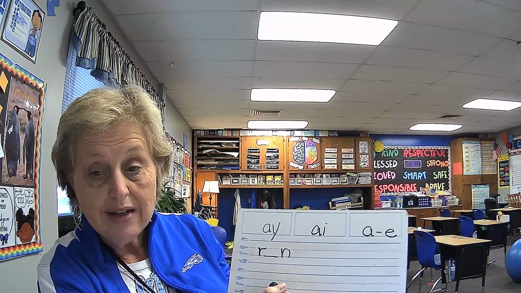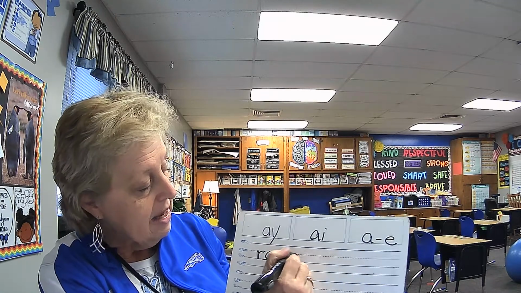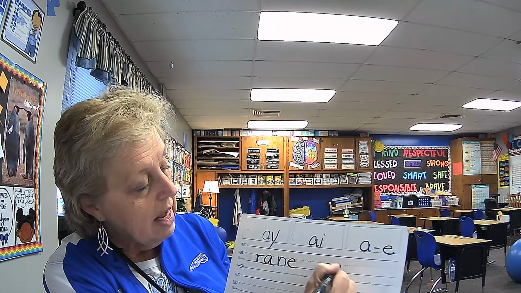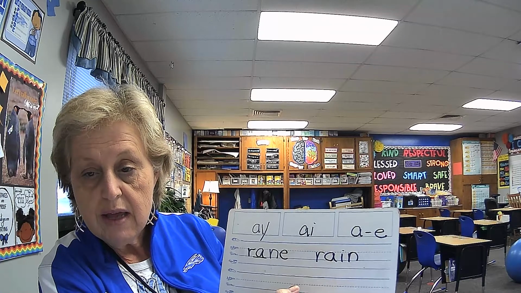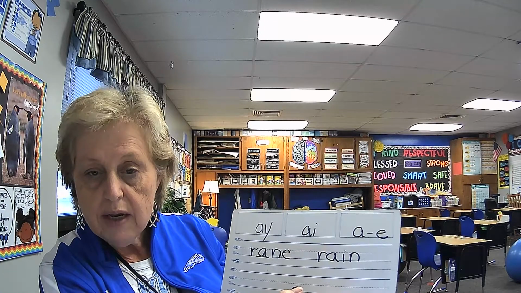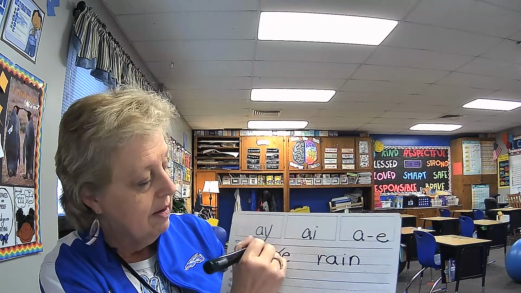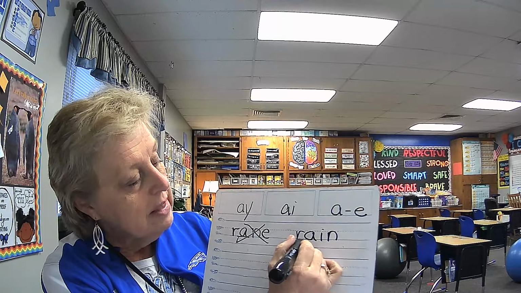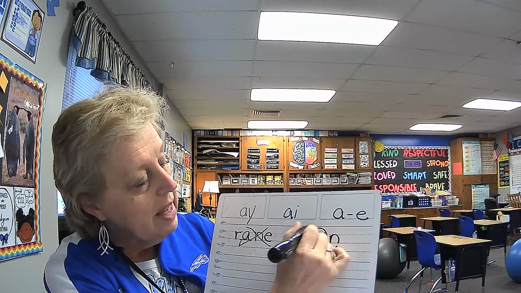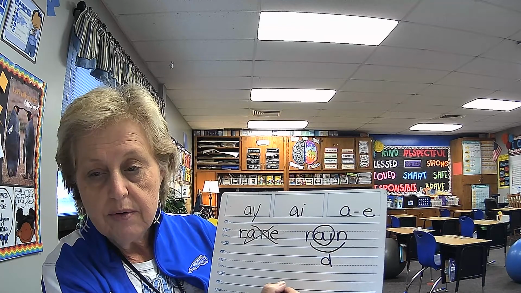Which way is correct? Would it be A-N-E, rain, or R-A-I-N? Which one is the correct way? Which one do you recognize as being the correct word? That's right. It's this one. So let's scoop it. Circle the AI, and it is a double vowel.